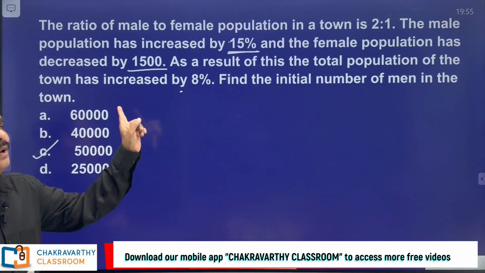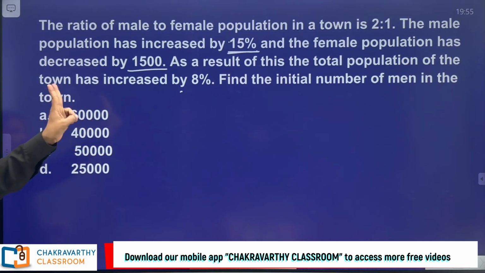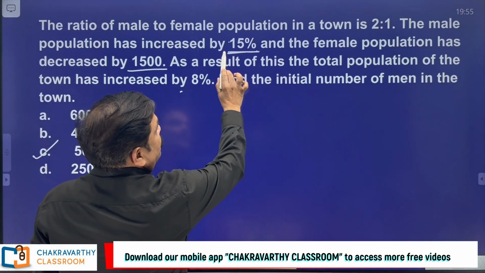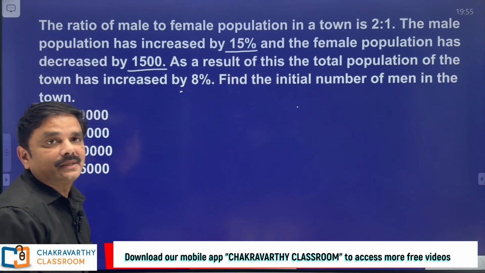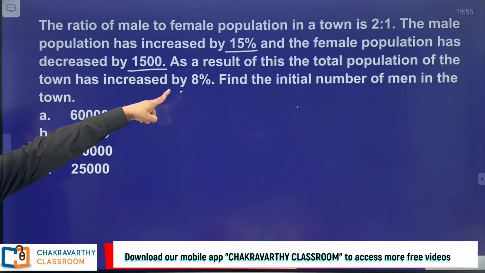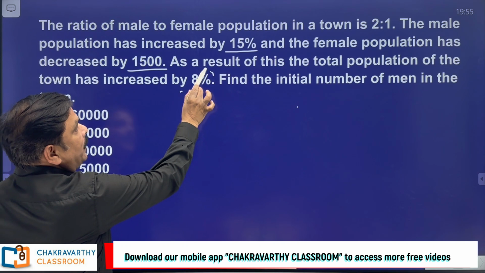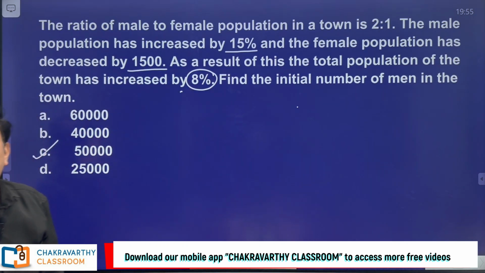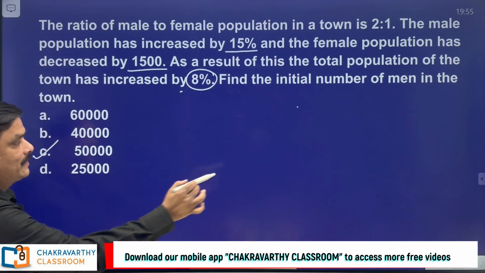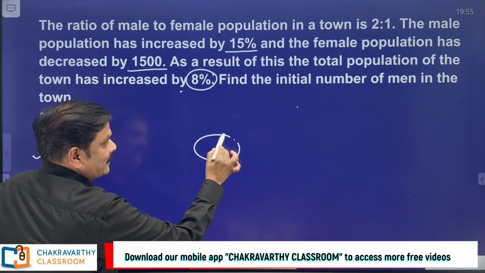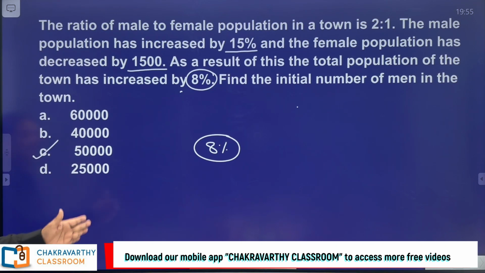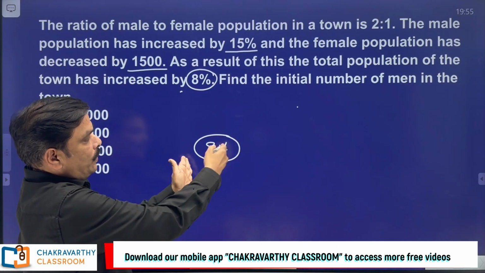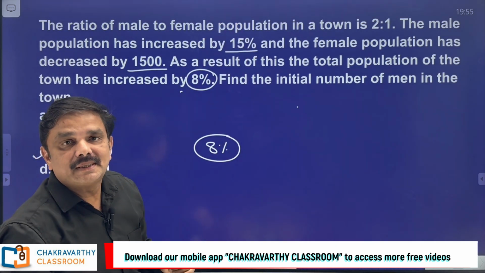Here also you see only two categories are there, male and female. What's the common value here? Here, male population increased by 15%. We will take the increment, and overall population increased by 8%. Now, I'll take like this. The mean value I take as 8%.